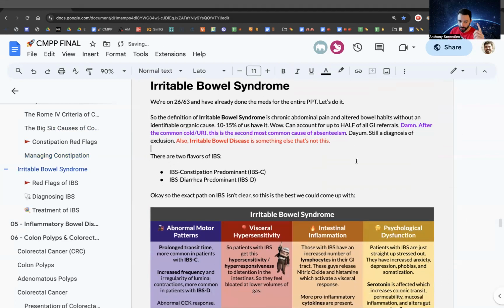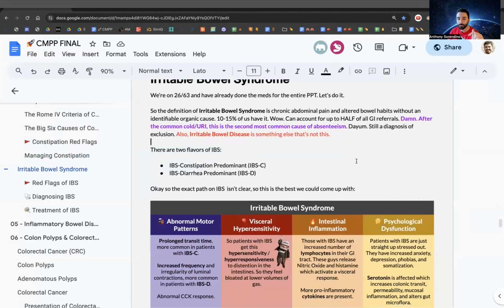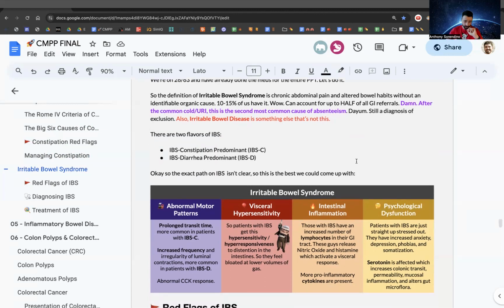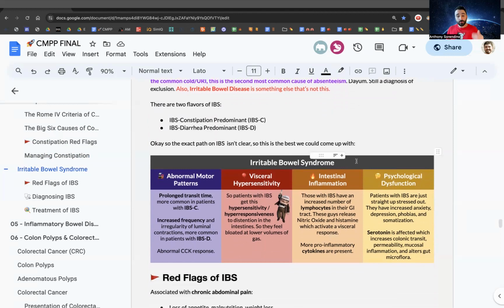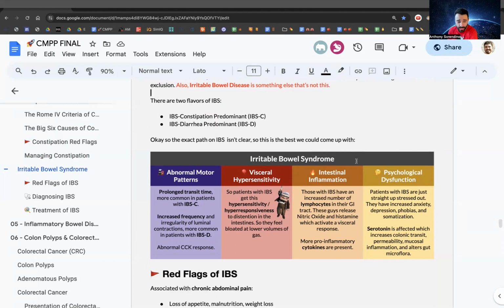That's just good to know in general. Now there's two flavors here. Part of my wording: IBS constipation predominant, IBS-C, and IBS diarrhea predominant. We already went through all the meds for all of those. The exact pathology isn't clear, but there's four things we think contribute to this: abnormal motor patterns, visceral hypersensitivity, intestinal inflammation, and psychologic things as well.